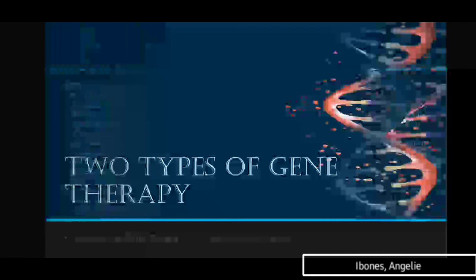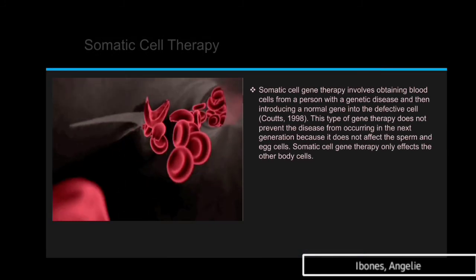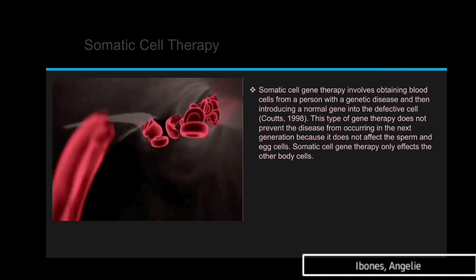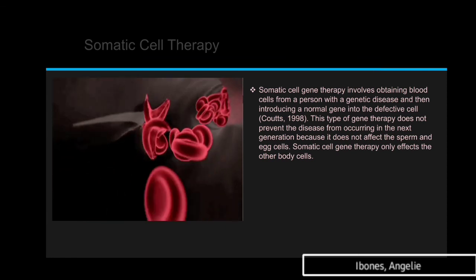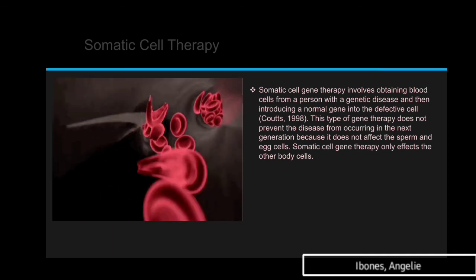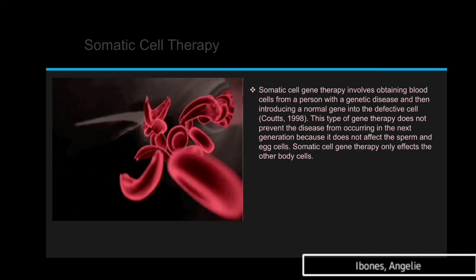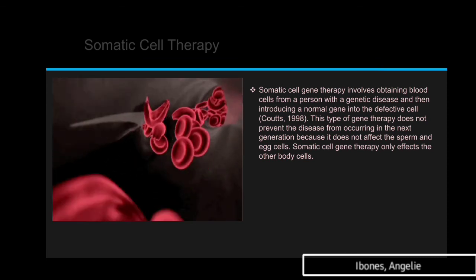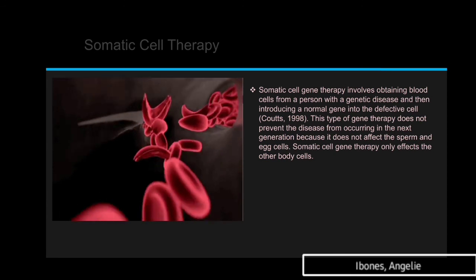There are also two types of gene therapy, which are somatic cell gene therapy and germline gene therapy. Somatic cell gene therapy involves obtaining blood cells from a person with a genetic disease and then introducing a normal gene into the defective cells, according to Coutts in 1998. This type of gene therapy does not prevent the disease from occurring in the next generation because it does not affect the sperm and egg cells.